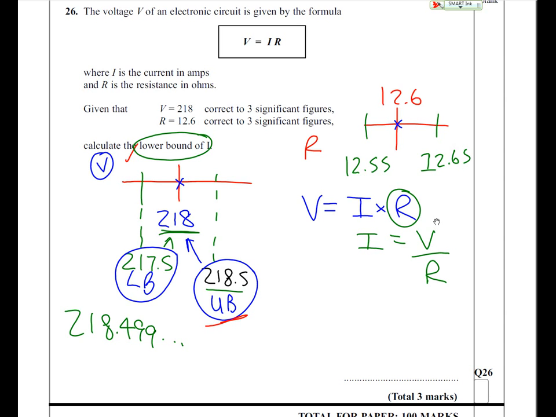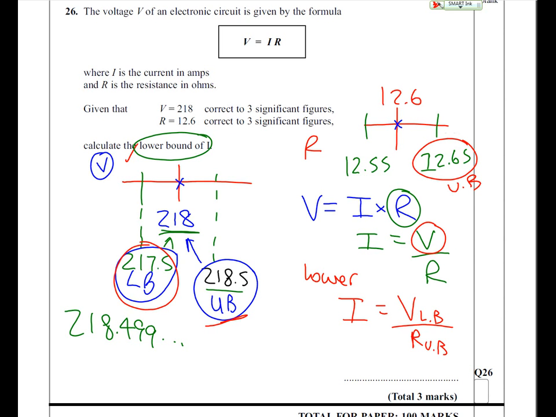Now to want the lower bound, we want I to be as small as we can get. So we want V to be the smallest we can get. So let's call it V lower bound. We want to divide by as big a number as we can get to make our final answer smaller. That's the key thing here. So we want the lower bound here and the upper bound here.